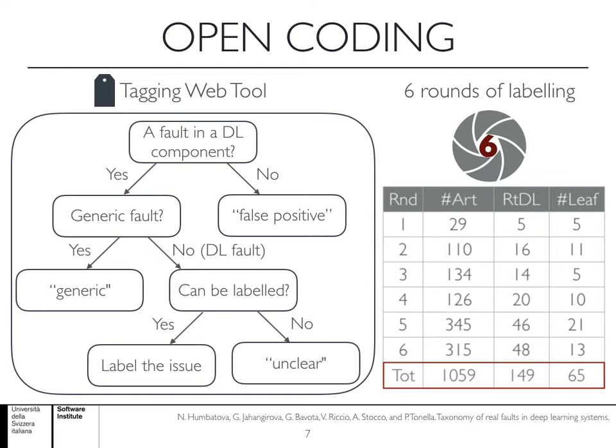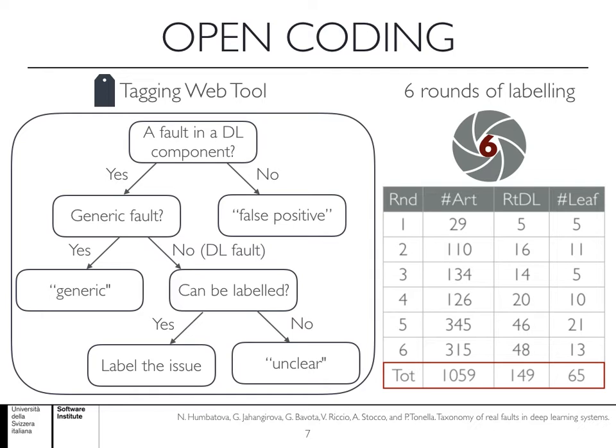On this table, you can see information for each round, and it features the number of artifacts that were analyzed, the number of artifacts that were identified as related to DL, and the number of unique leaves that contributed to the taxonomy during the labeling of this round.